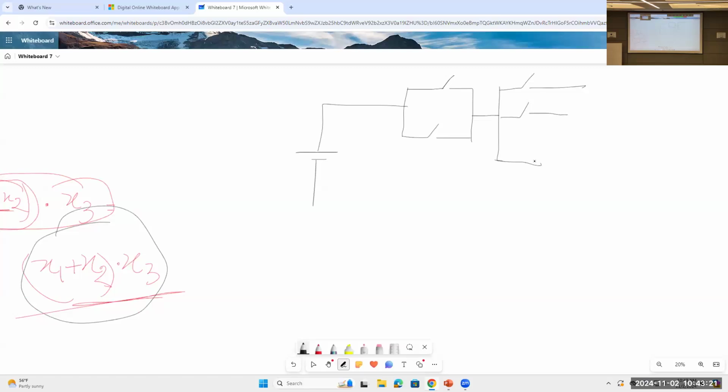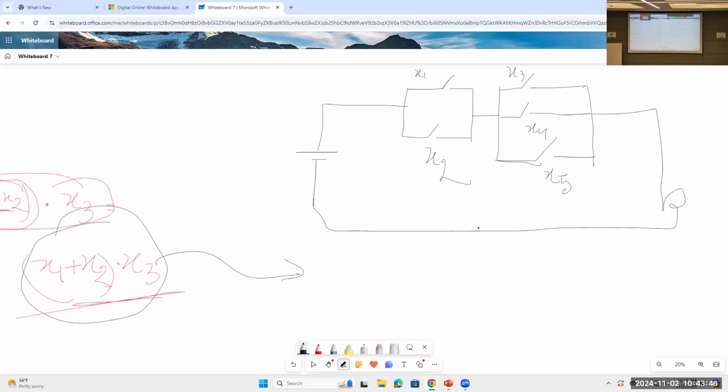We'll practice this here in the class. I will represent this as x1, this as x2, this one is x3, this one is x4, and the last one is x5. Your task will be to write this kind of representation, the function of this circuit. Let's try first, and then I will show you how to do that.